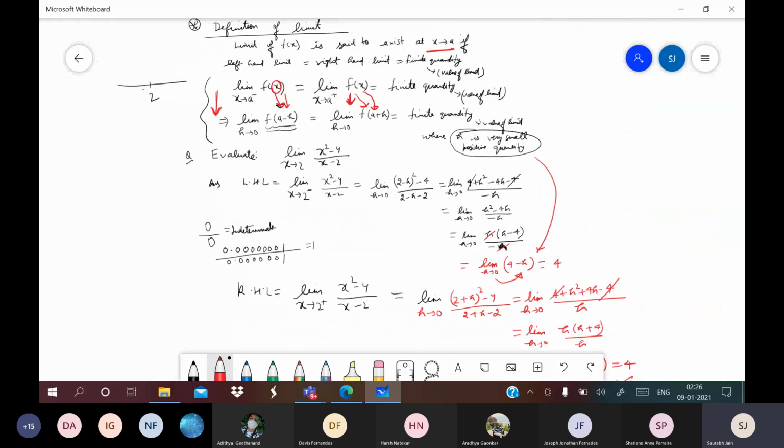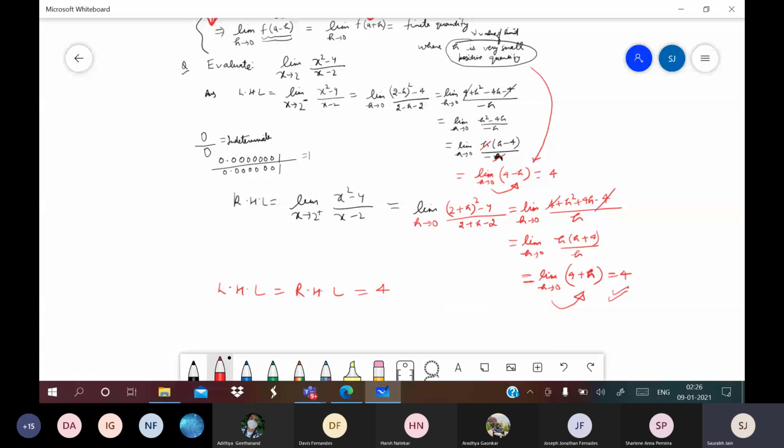See, the limit of f(x) is said to exist at x equal to a if left hand limit equals right hand limit is equal to a finite quantity. So that's it. Now you can write once again that limit x tends to 2, x square minus 4 upon x minus 2 is equal to 4. Why? Because from both sides it is coming the same, and also it is a finite value. So this will be the answer.